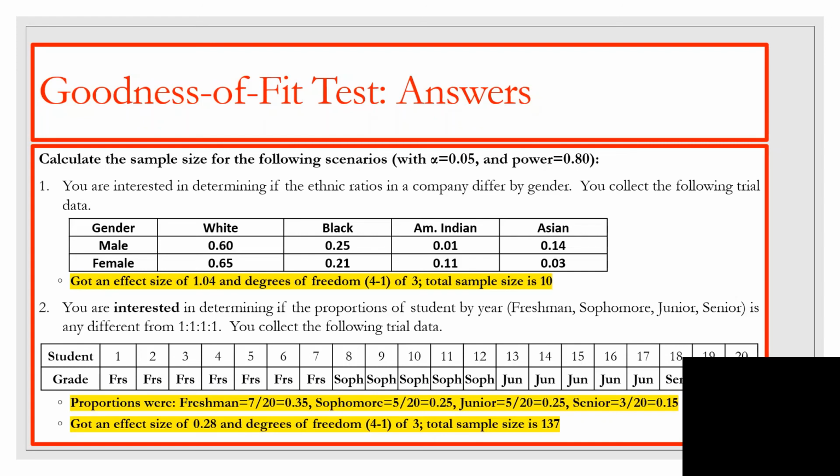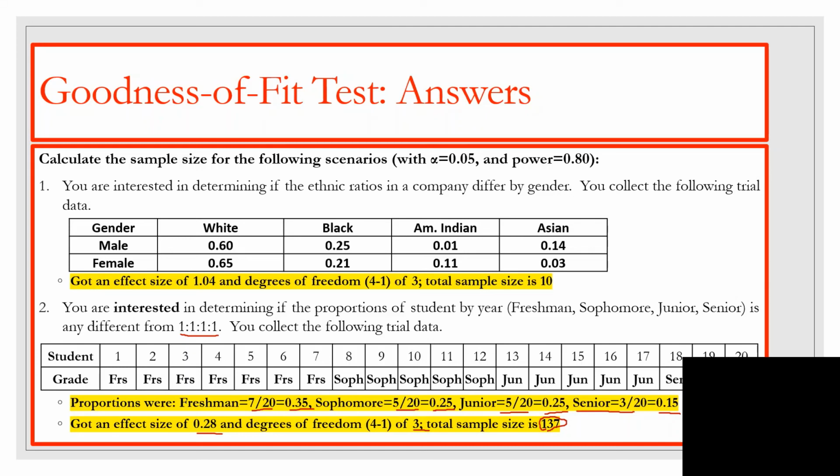For the second one, we're given the raw data, looking at the proportions and if there are any differences from essentially equal, 1 to 1 to 1 to 1. So getting these proportions, we get 7 out of 20 for freshmen, 5 out of 20 for sophomores, 5 out of 20 for juniors, and then 3 out of 20 for seniors, or 0.35 to 0.25 to 0.25 to 0.15. Plugging these into those proportion tables, we get an effect size of 0.28, and since there are 4 different groups, degrees of freedom of 3, for a total sample size of 137.